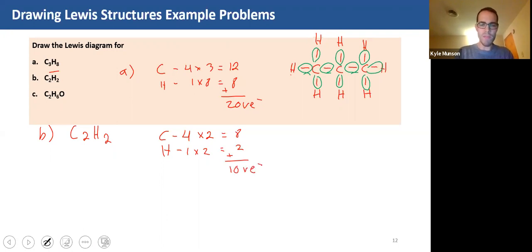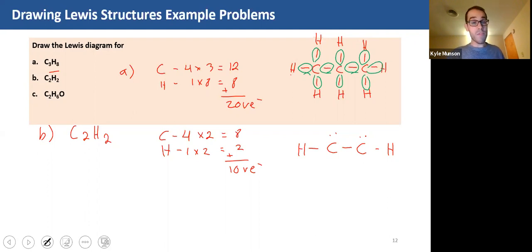Again, we're going to try to make this structure as symmetrical as possible. So the carbons are going to be bonded together. And then why don't we put the hydrogens on either side? Okay, again, making this structure as symmetrical as possible. That's one of the things that we want to do, okay? So in doing so, I used up 1, 2, 3, 4, 5, 6 of my valence electrons. I have 4 left. So what if I did this? What if I put them there? Okay, so is that acceptable?